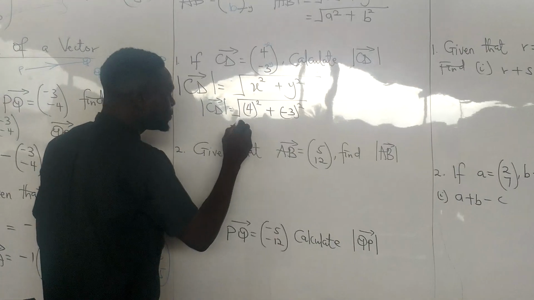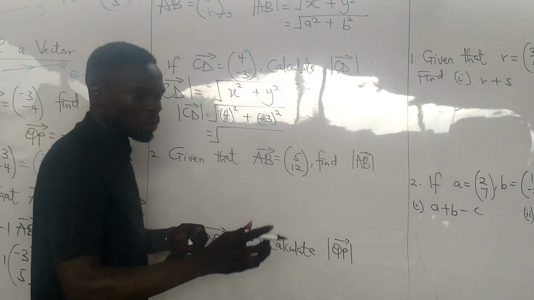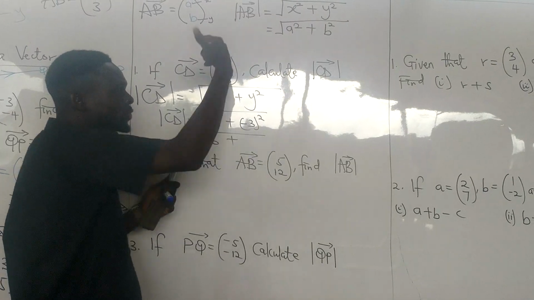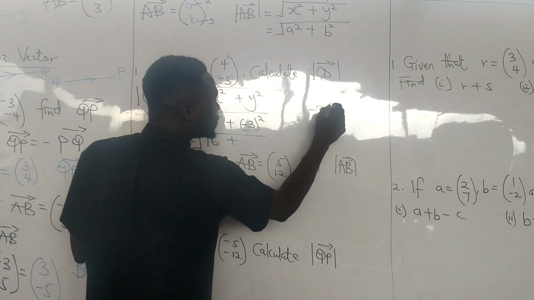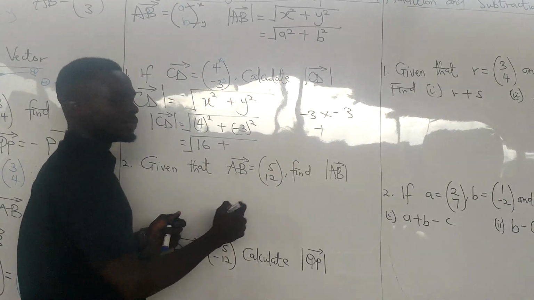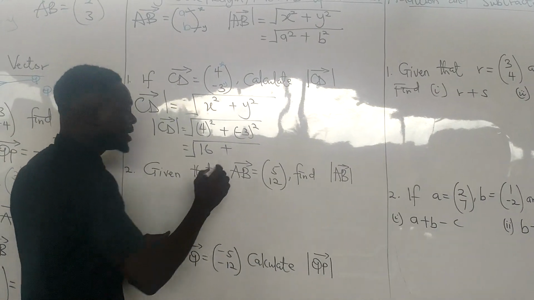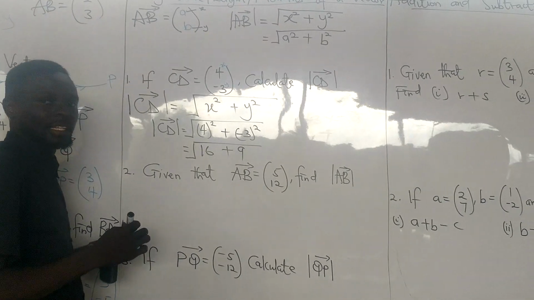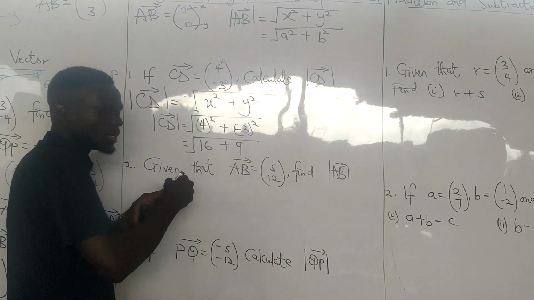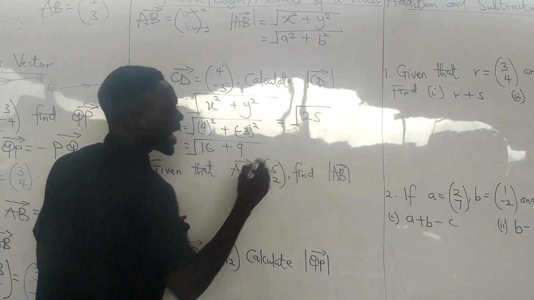So here I have the square root of 4 squared, which means 4 times 4, which is 16, plus -3 squared, which also means -3 times -3. Negative times negative gives you positive. 3 times 3 is 9. So -3 squared gives 9. Still under the square root, we add 16 plus 9, and 16 plus 9 gives us the square root of 25.